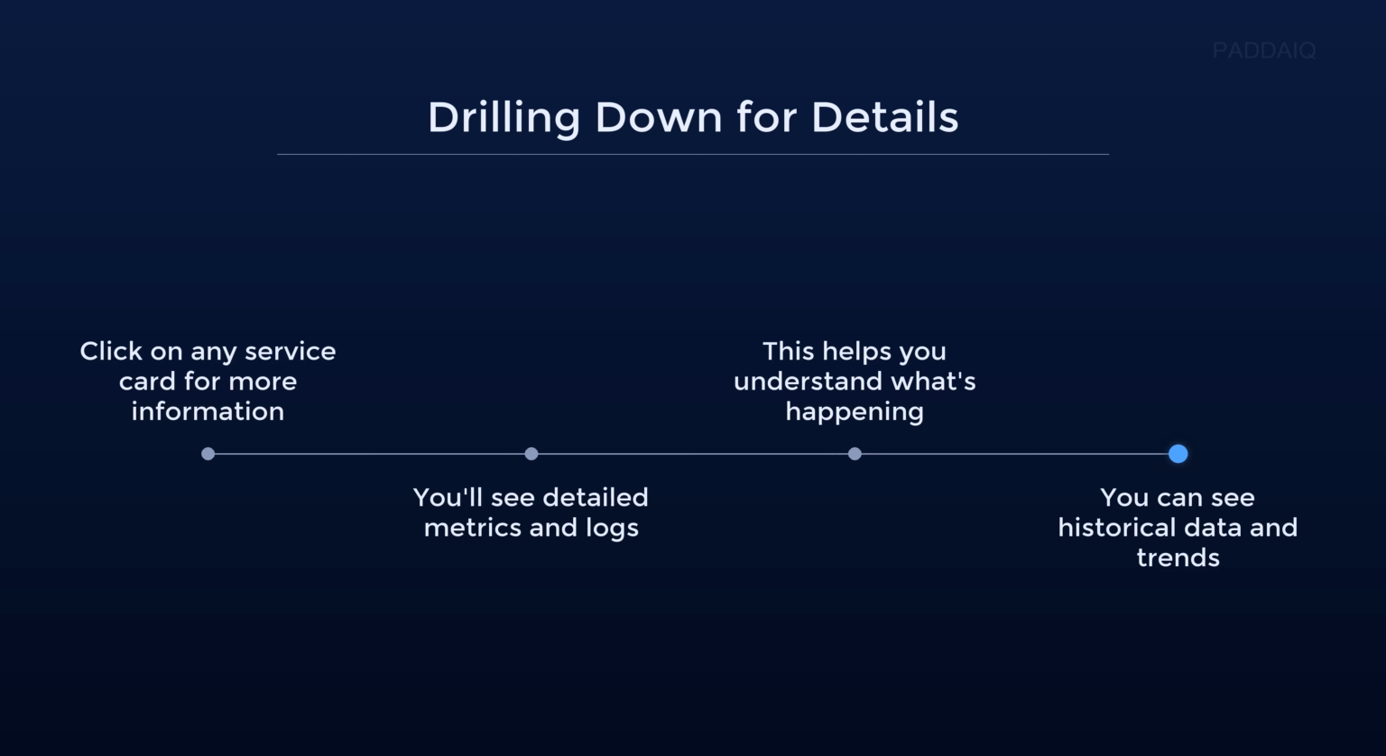You can see historical data and trends. This means you can look back at past information and identify patterns over time. For example, a retailer can review last year's sales data to spot seasonal peaks. This insight helps you make smarter, data-driven decisions for the future.